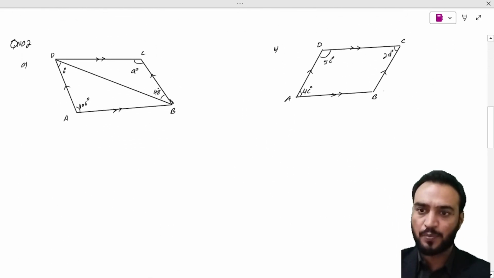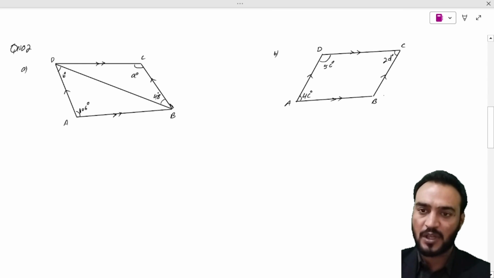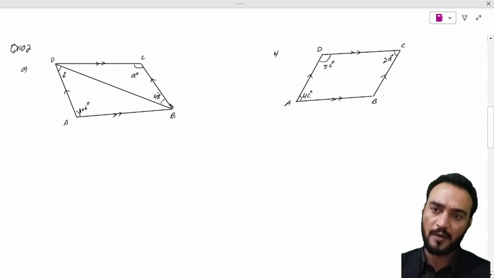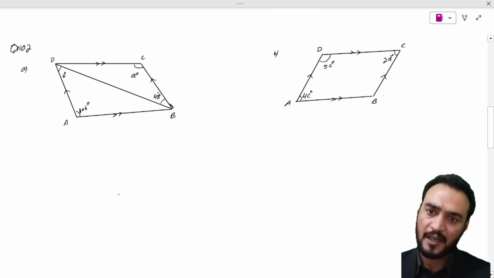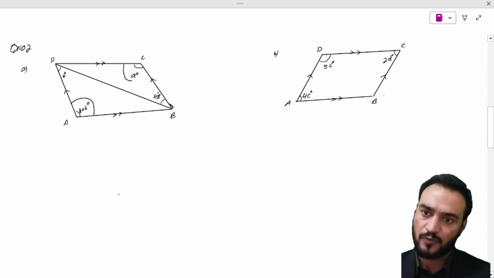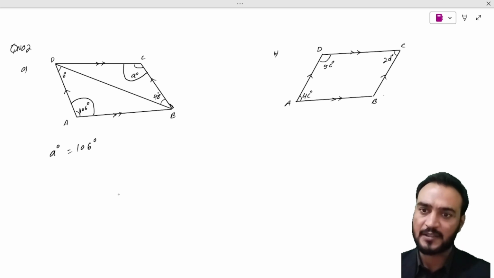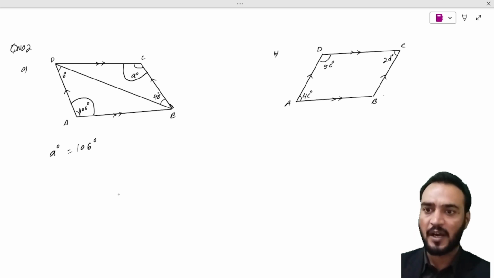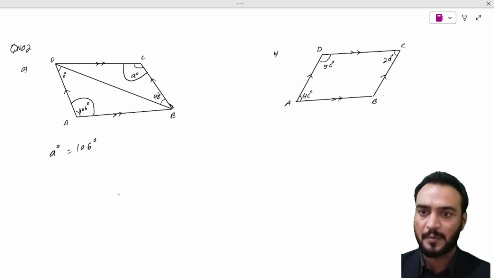This is the question number 2, part A. As these are parallelograms, opposite angles in a parallelogram are equal. So A degree is equal to 106 degrees because opposite angles in a parallelogram are equal. We have got the value of A degree. Now we have to find the value of B degree.